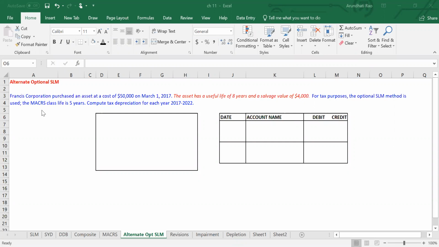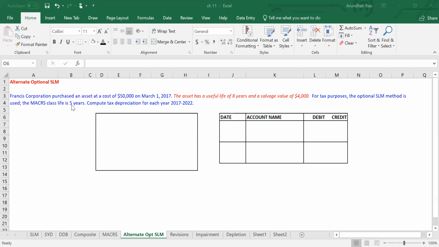So let's take a look at an exercise and see how we're going to work through with this. Francis Corporation purchased an asset at a cost of $50,000 on March 1st, 2017. The asset has a useful life of 8 years and salvage value is $4,000. For tax purposes, the optional straight line method is used. The maker's class life is 5 years. We've been asked to calculate the depreciation expense for each of the years from 2017 through 2022. That's a total of 6 years.